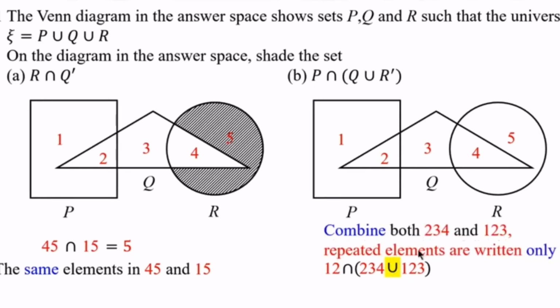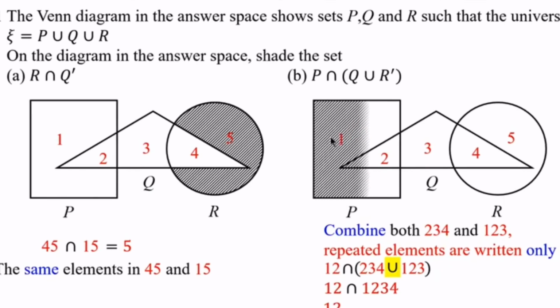For union, we consider all the elements, and if elements repeat, we write them only once. So we have 1, 2, 3, and 4. We consider all the elements, and if repeating, we consider once. So that means we have 1, 2, 3, 4 for Q union R prime.